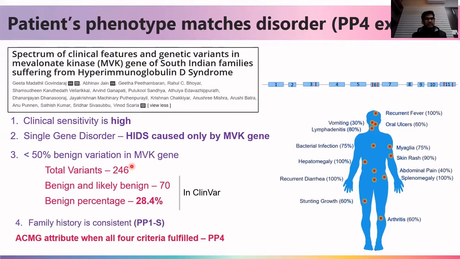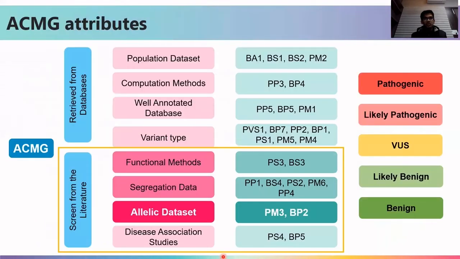And the fourth criterion is the family history, that is, the variant segregation within a family should be consistent. As I have already told you, there are 6 families involved in this study, and the variant V377I has been segregating in all those families. So the family history is very consistent. So the variant V377I satisfies all 4 criteria, and we can put PP4 for this one. Okay, so this much is done for the segregation data set.